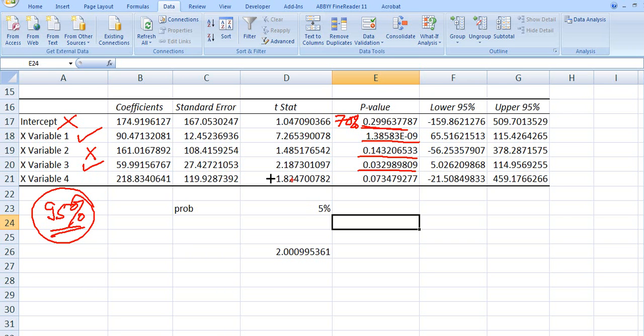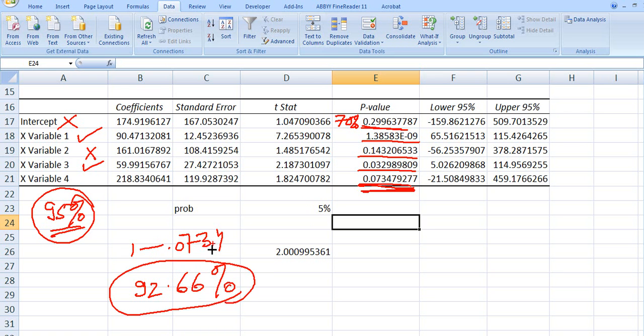And this x variable 4, here it has missed slightly because this is correct at 7.34, or it is correct at 1 minus 0.0734. So if you were doing the testing using 92.66% or lesser, I would have accepted this, but with 95% I should not accept. So only two variables are significant from this testing, the first is x1 and the other is x3, right? These are the two significant variables, otherwise the other variables are not significant.